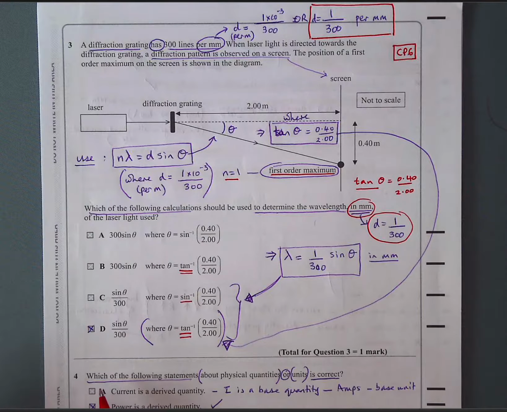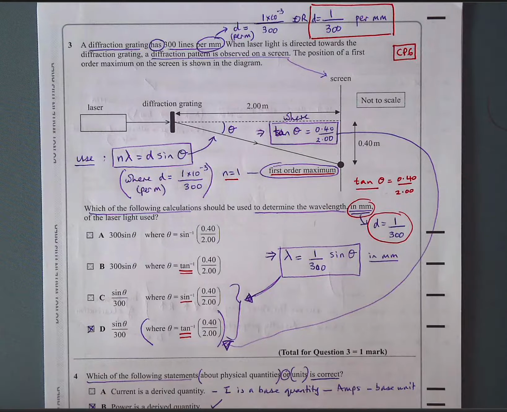Question 4 is about physical quantities or units. Which of the following statements about physical quantities or units is correct? Current is a derived quantity. No, current is one of the base quantities, so you just need to know that. Amps is the base unit. Coulomb is a base unit.